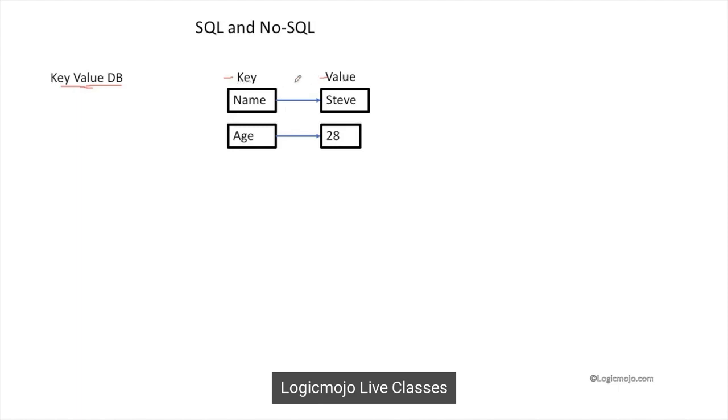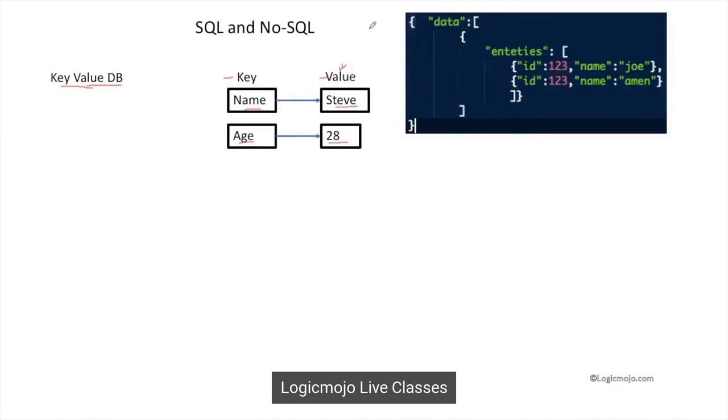For example, this is a simple key-value pair where you have a string as a key and the value is also a string. Similarly, the key is a string and the value can be an integer. But we can also have an entire new set of key-value pairs present as a value inside a key-value pair. Consider this case. This is also a key-value DB. Here you have a key as data and the value as this set of key-value pairs. Inside this value, we can have another key-value, and inside that value also a key-value. So we can have nested key-value pairs. Mostly Redis uses this type of NoSQL database.